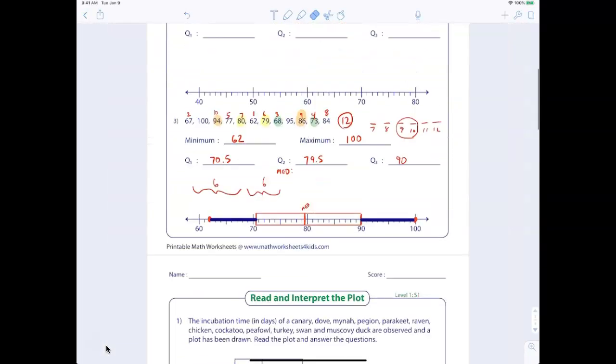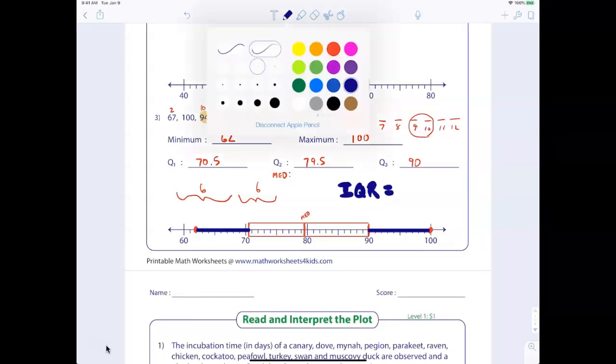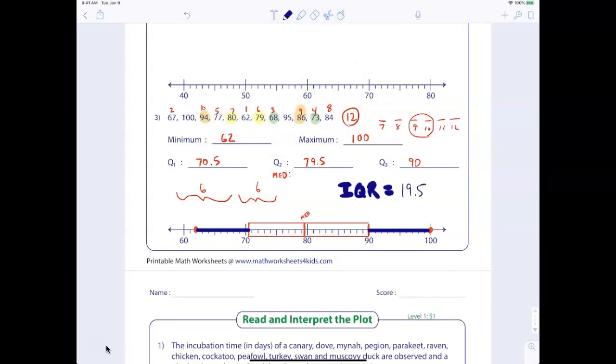Oh, I forgot to do the interquartile range. All right. I want to do the interquartile range because that's been on the test before. So IQR stands for interquartile range. And that is... 8.5. I don't think so. 19.5. Agreed? 19.5. Remember, it's Q3 minus Q1, the interquartile range. So Q2 is the median of all the numbers. And then Q1 is the median of the first half of the numbers. And then Q3 is the median of the second half. That's correct.